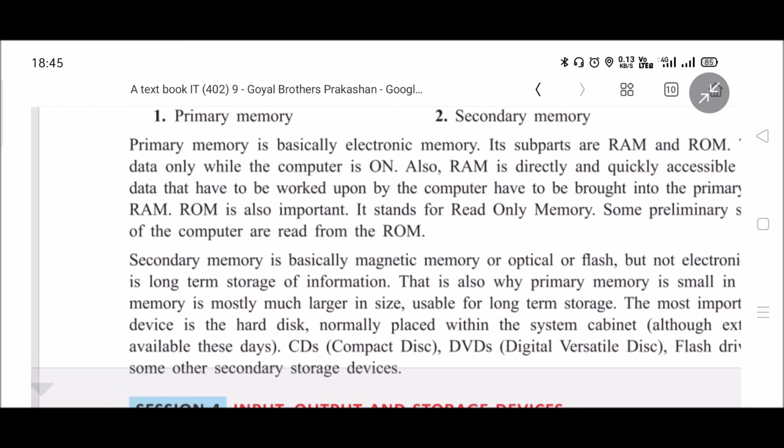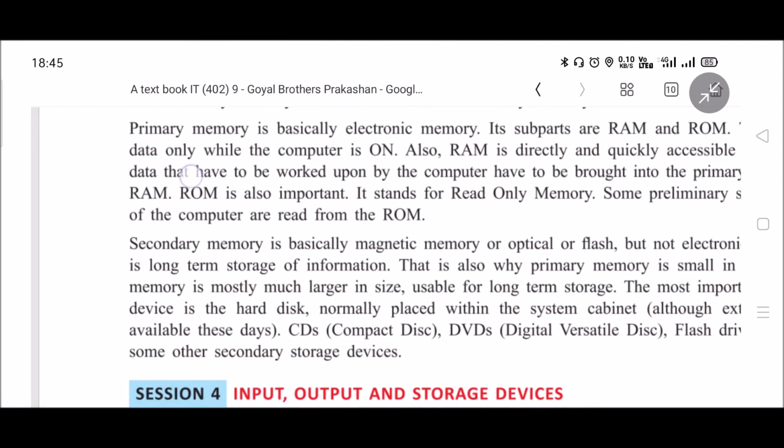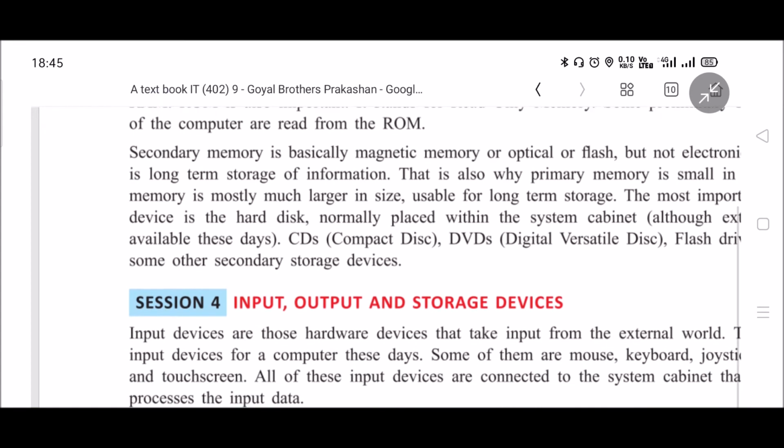They both are primary memory. Now let us see secondary memory. Secondary memory is otherwise known as a storage device, a device which is used to store data permanently. So here secondary memory is basically magnetic memory or optical or flash, but not electronic.